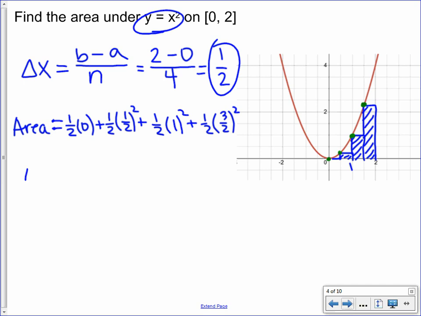So our area, okay, what do you notice about all of those rectangles? They have width 1/2. So we can really just write this as 1/2 times 0 plus 1/4 plus 1 plus 9/4. Okay. So if all of your widths are the same, you can just write the width once and then multiply it by the sum of your heights.